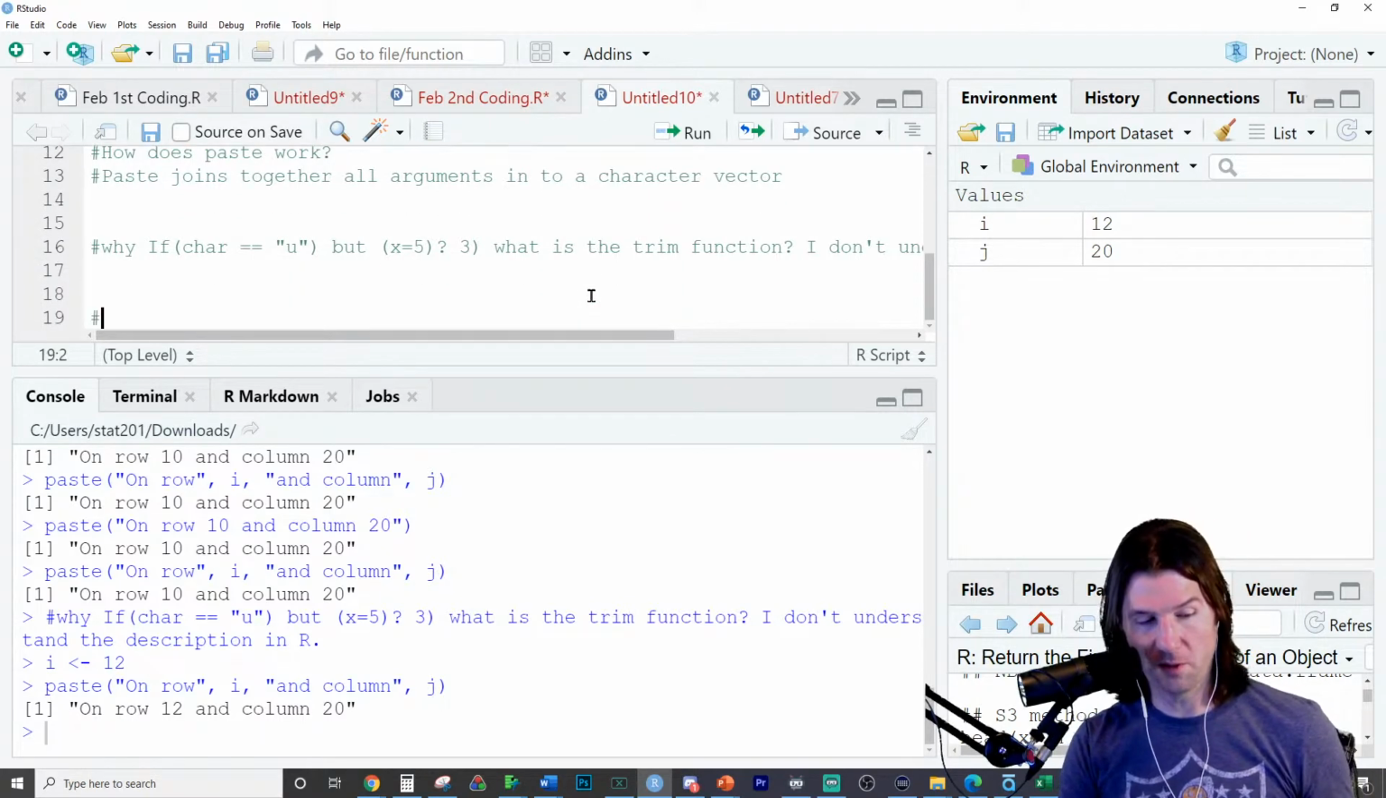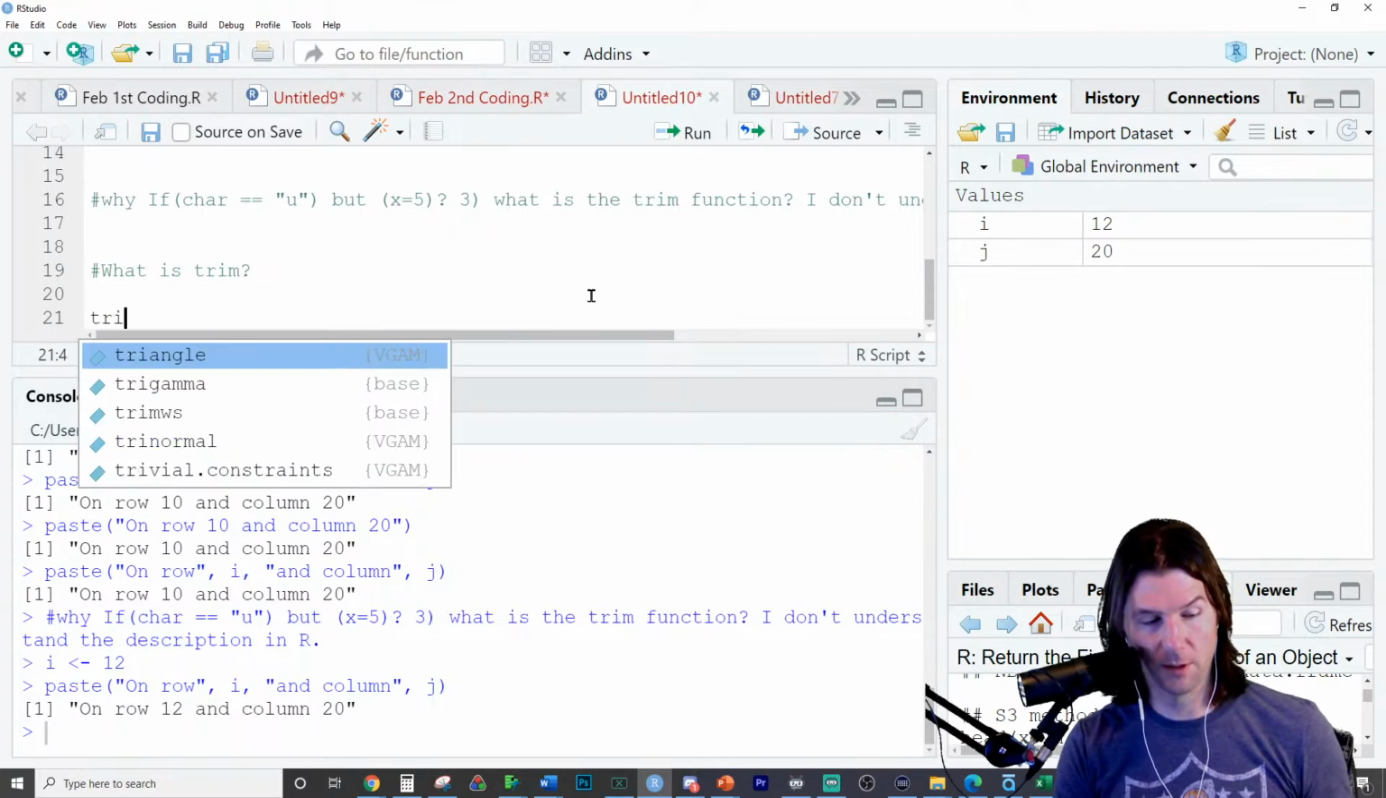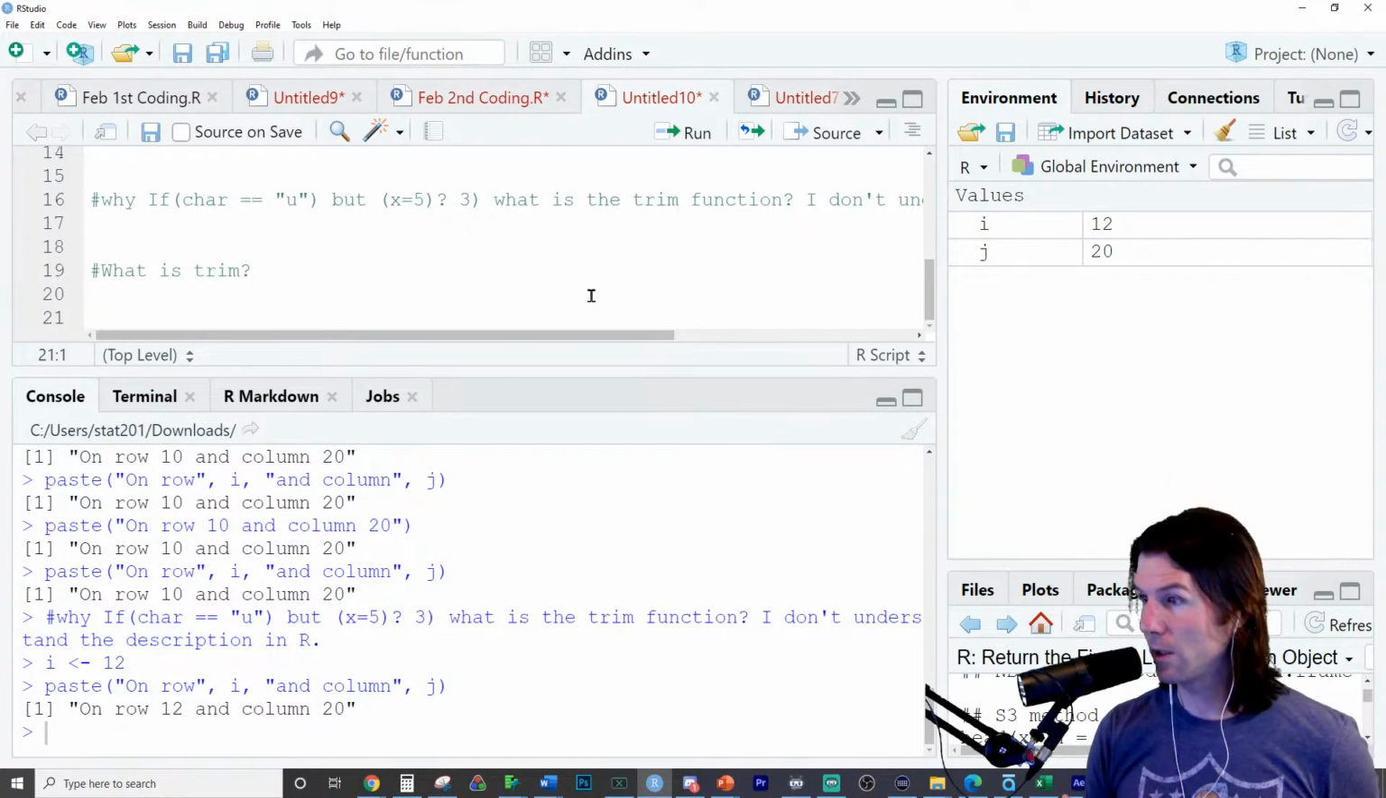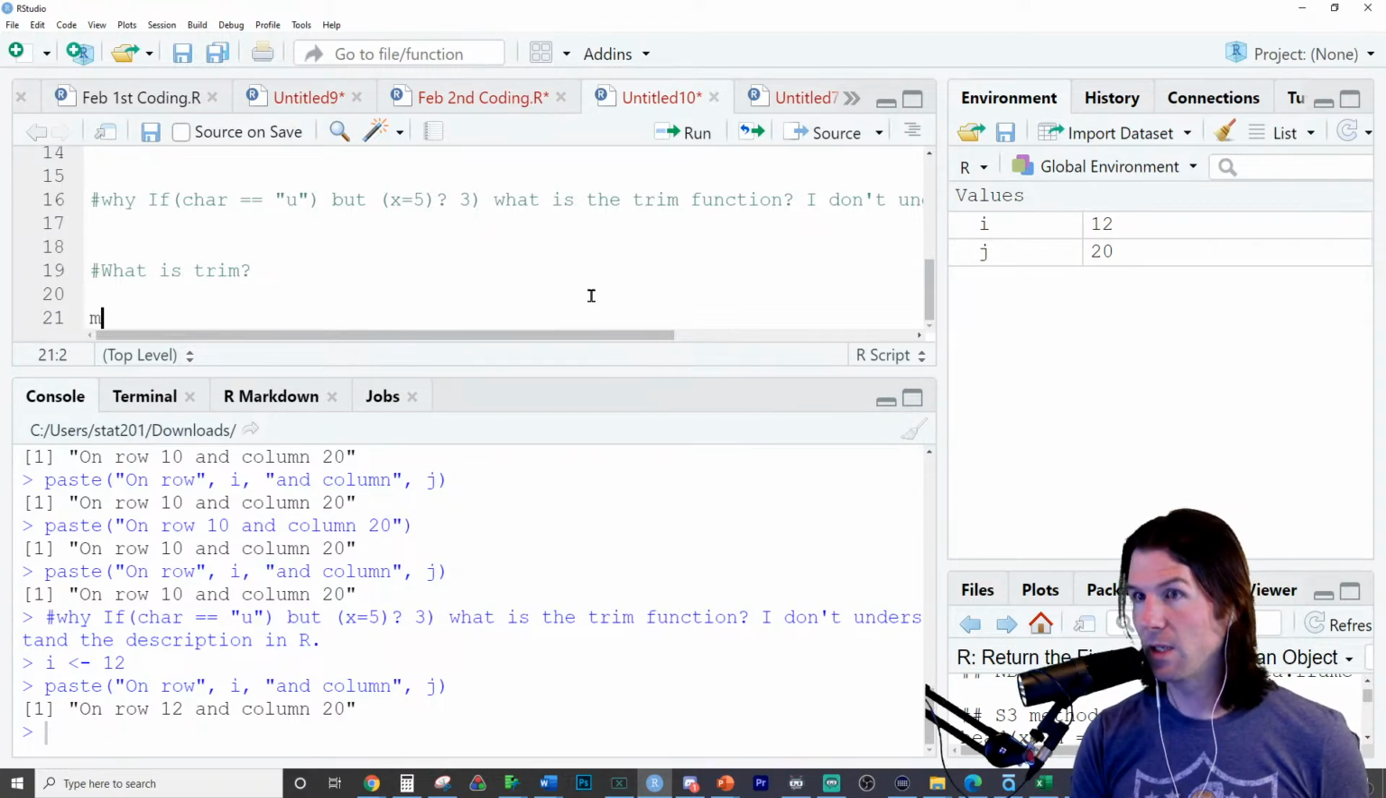So let's do what is trim first. What is trim? Unless there's a trim function. Good, there's not a trim function. So the trim is an argument, and I'll explain why trim is an argument. So are you talking about this right here?